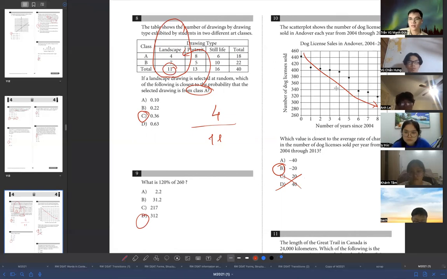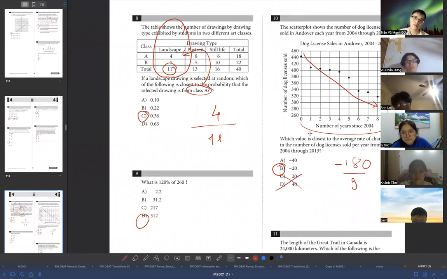Runs by 9. 2004 to 2013, this is 9. Okay, it runs 9. And how much did it drop? Negative 180. Number of licensed dogs: 440 minus 260 is negative 180. So it goes down by 180, meaning negative 180. Very good. So it's B.